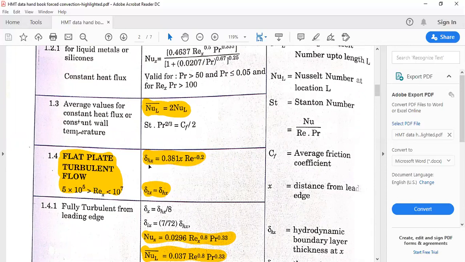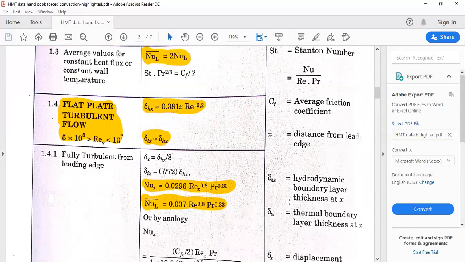If you have not understood what this is, you can find the expression for this delta Hx, and that will be equal to 0.381 into x into Re power minus 0.2. If you do not know what delta Hx is, delta Hx is nothing but the hydrodynamic boundary layer thickness. It is nothing but the velocity boundary layer thickness. And in the turbulent region, delta Tx is approximately equal to delta Hx. That means the thermal boundary layer thickness as well as the hydrodynamic or velocity boundary layer thickness will be the same for turbulent flows.